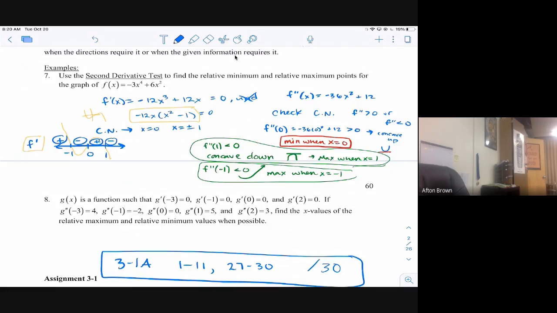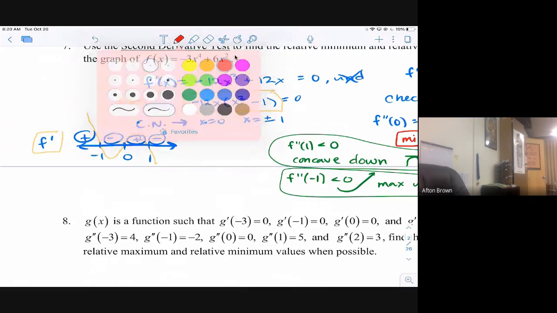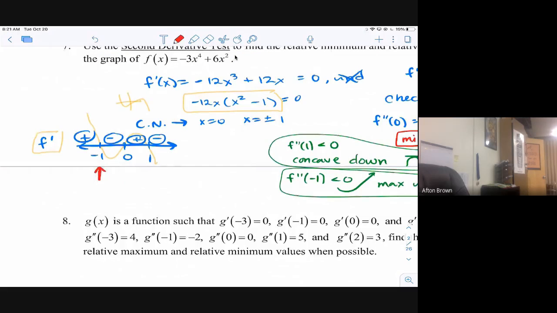If you're looking at your sign chart, then you can conclude, based on what we call first derivative test, if f prime is positive, the function is increasing. If f prime is negative, the function is decreasing. So if a function changed from increasing to decreasing, is that a max or a min? A max. If it changed from decreasing to increasing, then that's what? A min. And at 1, the max.